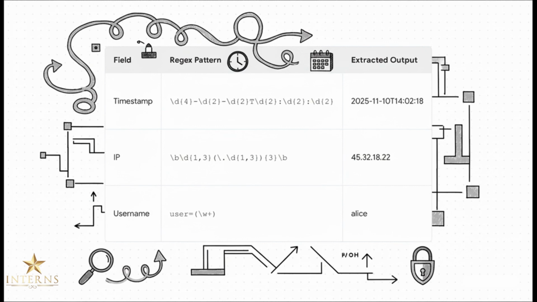So, what does that first part of the mission actually look like? Well, it looks like this. You build a simple, clean table. You've got the field you want, like timestamp, the regex pattern that finds it, and then what it actually pulls out. And this isn't just busy work, by the way. By documenting it like this, you're not just creating a tool for yourself. You're building something your whole team can use and understand. That's how you make a good impression as an intern.